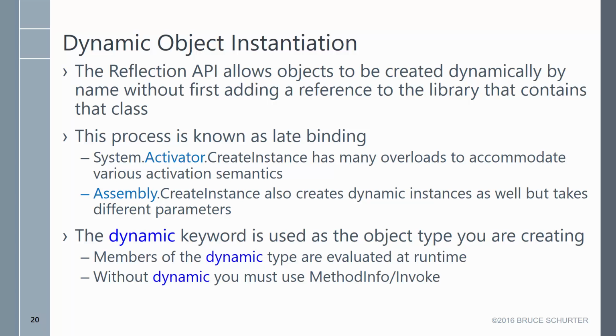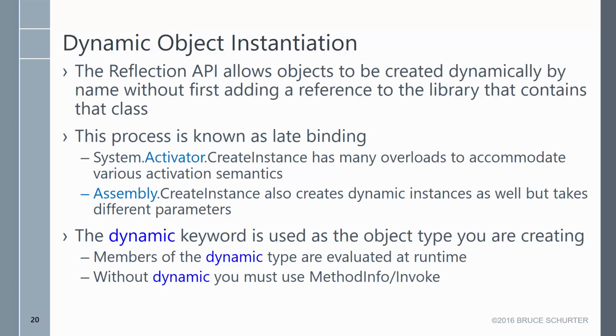The reflection API allows objects to be created dynamically by name without first adding a reference to the library that contains that class. This process is sometimes known as late binding. So we have System.Activator.CreateInstance, which has many overloads to accommodate various activation semantics.